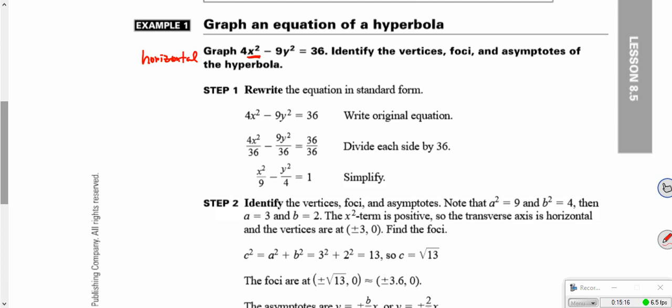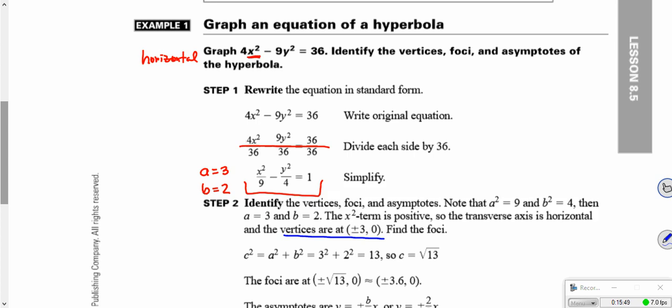So again, notice what they did here. They divided the entire equation by 36. So then this is what the equation ends up as. Well then this means that a is 3, right? Because a squared is 9. And b is 2 because b squared is 4. So again, vertices are at plus or minus 3, 0.